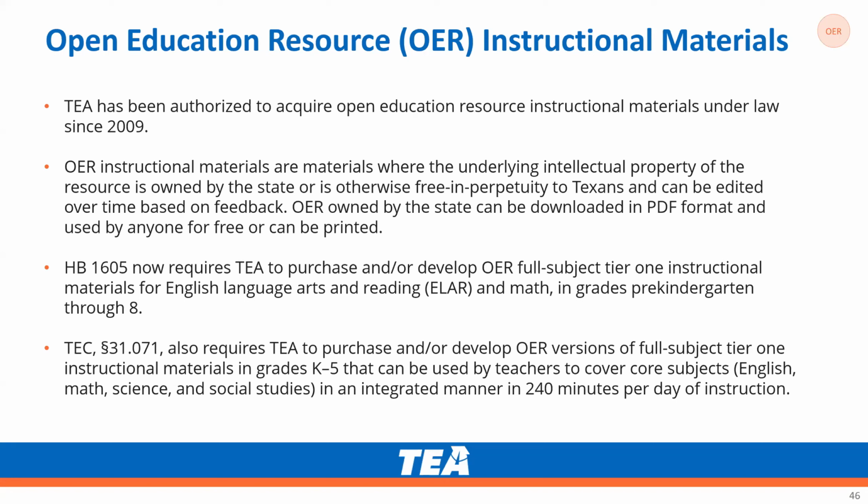OER materials are essentially materials that are owned by the state and available to all Texans to use. They can download them for free in PDF form. They can print them. And House Bill 1605 requires the TEA to purchase and or develop full subject Tier 1 instruction materials for English language arts and for math in grades pre-K through 8. And then also requires the commissioner to develop a full subject Tier 1 instruction material for grades K through 5. That would cover all of the core subjects. So English, math, science, and social studies.